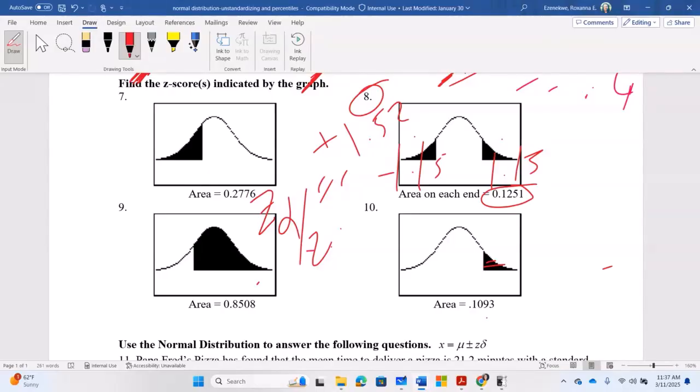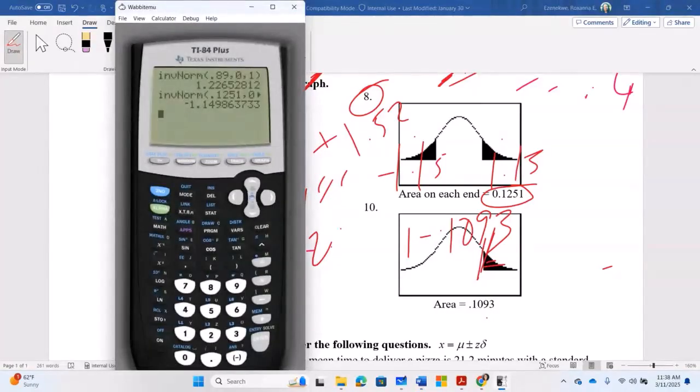If I am given area to the right and I'm told to find the boundary line, all I have to do is 1 minus that area to the right, because the total area under the normal curve is 1. So 1 minus 0.1093. I can just type it in the way it is in my calculator. Number 3: 1 minus the area to the right given to me, so I'm subtracting 0.1093.